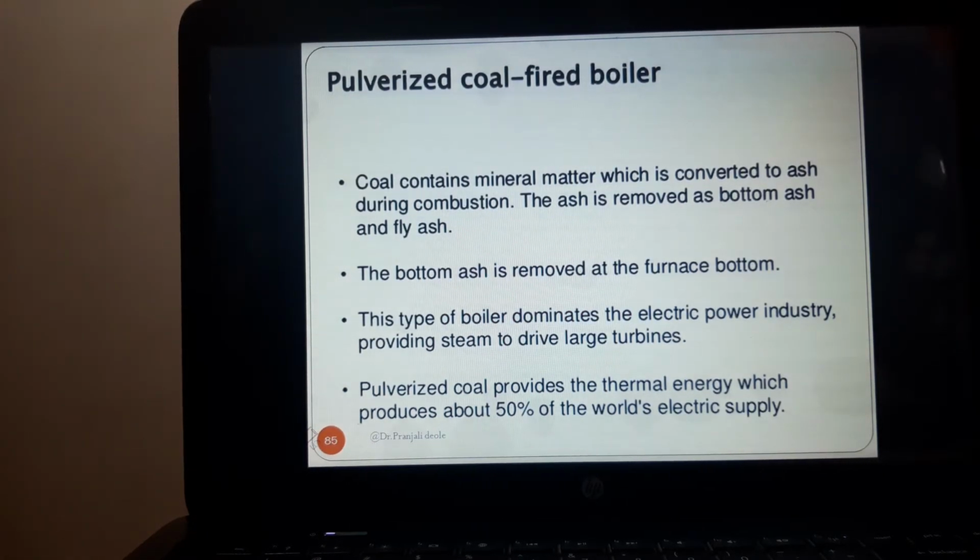Coal contains mineral matter which is converted to ash during combustion. The ash is removed as bottom ash and fly ash. The bottom ash is removed at the furnace bottom. This type of boiler dominates the electric power industry, providing steam to drive large turbines. Pulverized coal provides the thermal energy which produces about 50% of the world's electric supply.